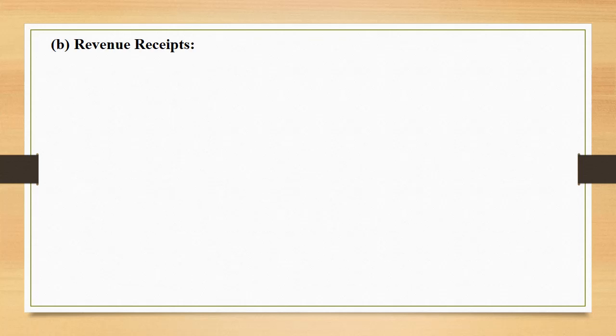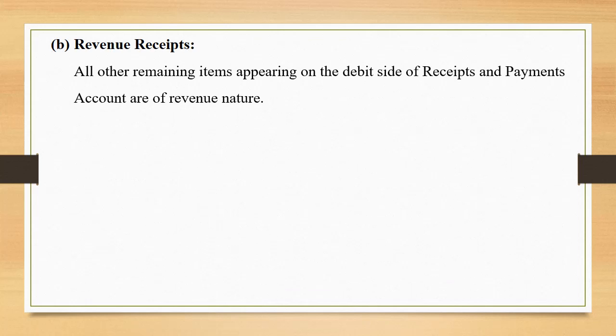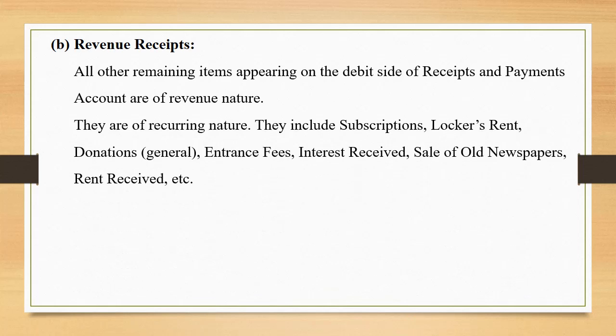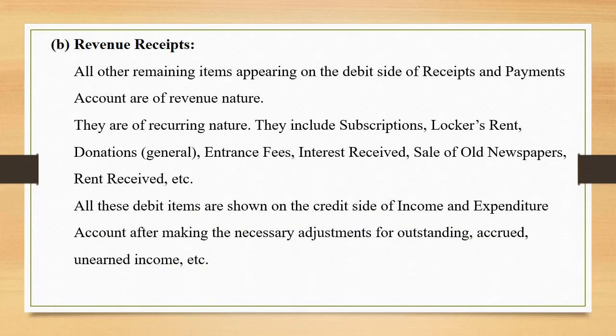Revenue receipts. All other remaining items appearing on the debit side of the receipts and payments account are of a revenue nature. They are of a recurring nature. They include subscriptions, locker's rent, donations, journal donations, entrance fees, interest received, sale of old newspapers, rent received, etc. All these debit items are shown on the credit side of the income and expenditure account after making the necessary adjustments for outstanding, unearned income, etc.